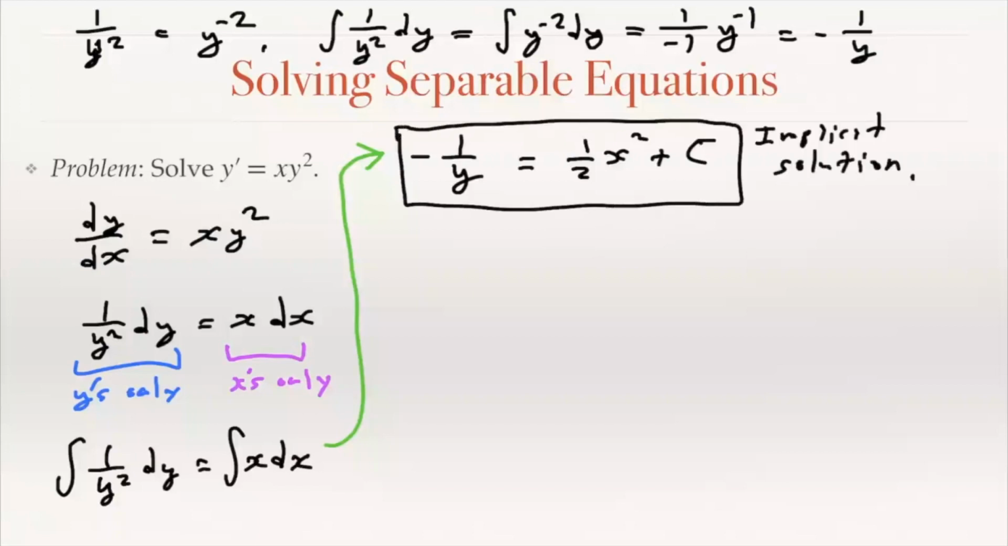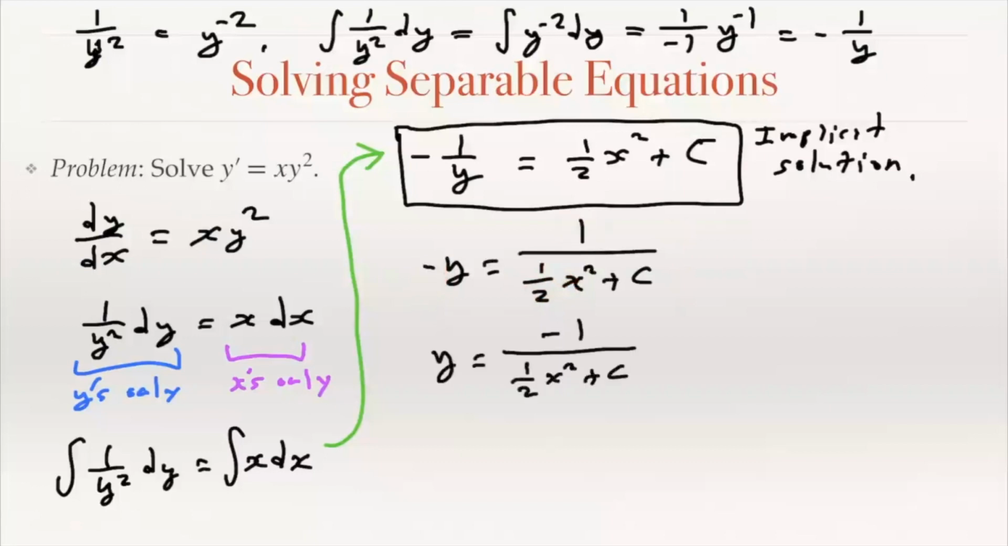Okay, and to get an explicit, let's take the reciprocal of both sides. So now we have negative y is 1 over 1/2 x squared plus c. That 1/2 down there is ugly. Let's multiply this by 2 over 2 and multiply both sides by negative 1 while we're at it. So multiplying both sides by negative 1, y is now negative. And to get rid of that 1/2, let's multiply by 2 over 2. So we have y equals negative 2 over x squared plus 2c.